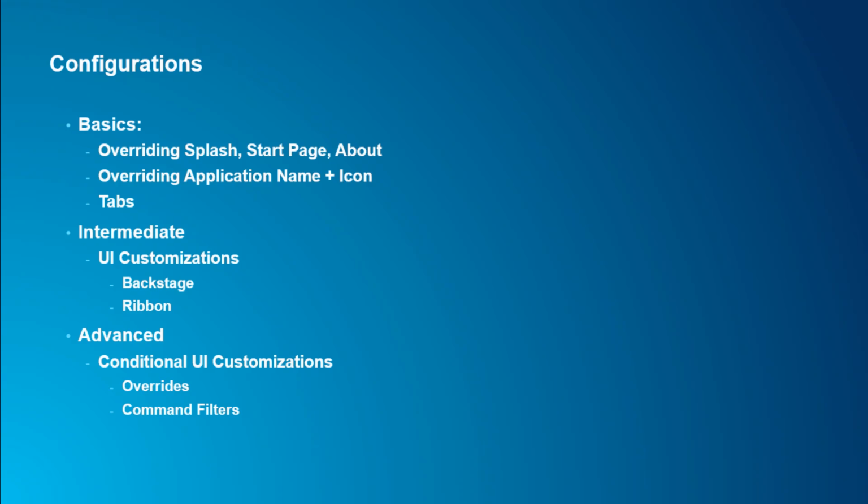All right, so first the basics. We'll look at how to override things like the splash, start, and about, name and icon, and then we'll add in some sort of representative functionality reflective of whatever we do with our geocoding workflow.